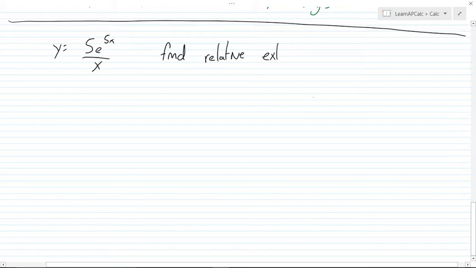Okay, so say y equals 5e to the 5x all over x. Find relative extrema.